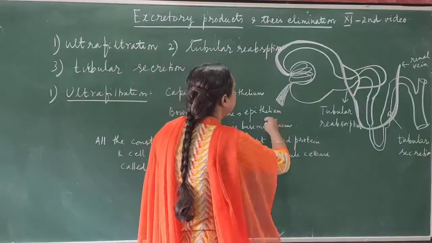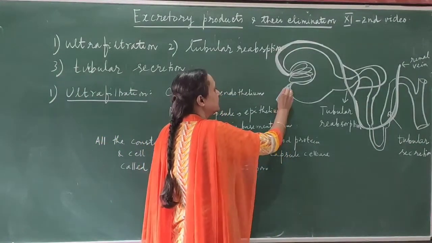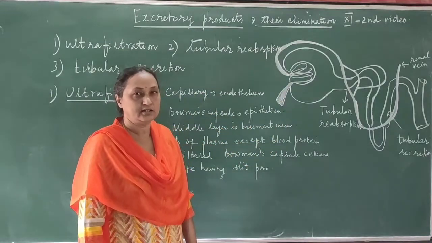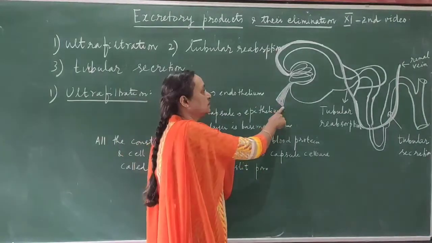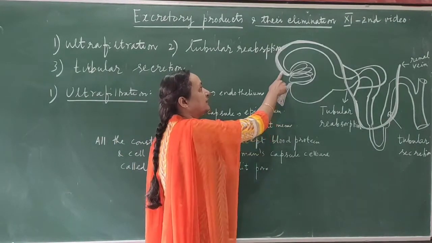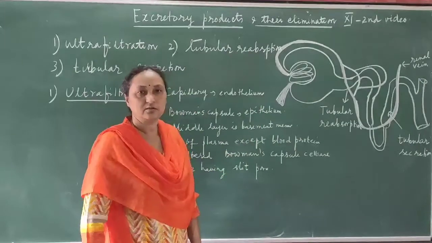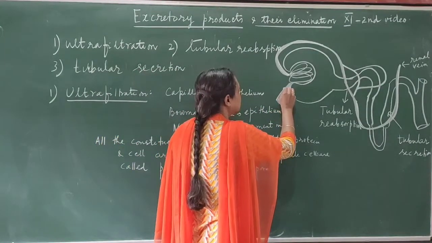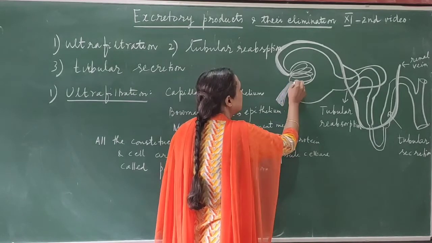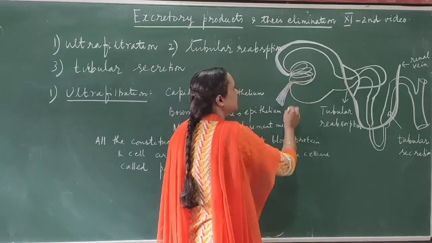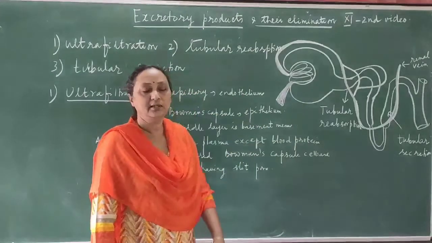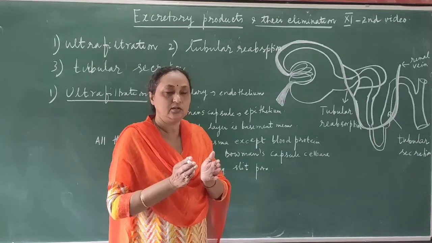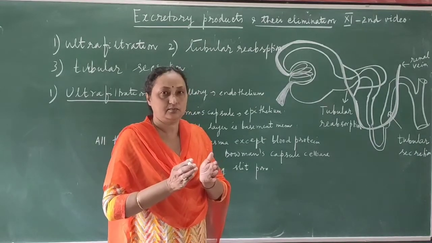Now here you see the diagram, the arteriole which is entering the Bowman's capsule. The name of the arteriole is the afferent arteriole, and its diameter is 2 times more than the diameter of the efferent arteriole. As it enters the Bowman's capsule, suddenly the diameter becomes narrow, and when the diameter becomes narrow, the blood in the arteriole comes under pressure.